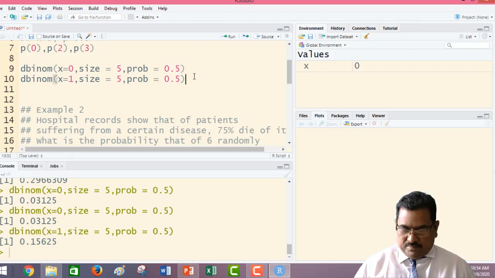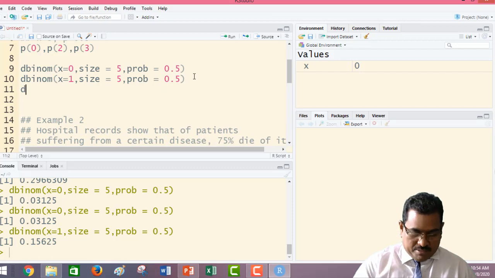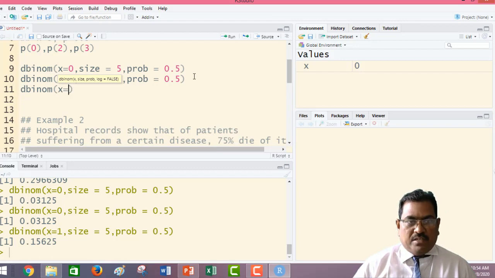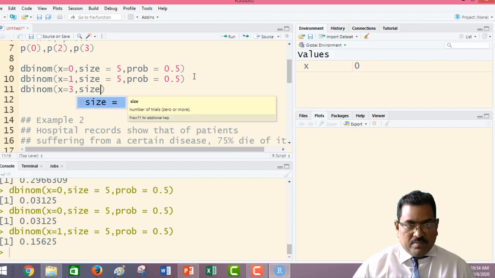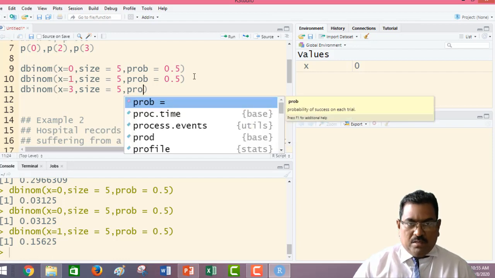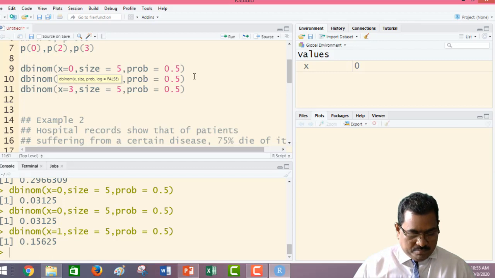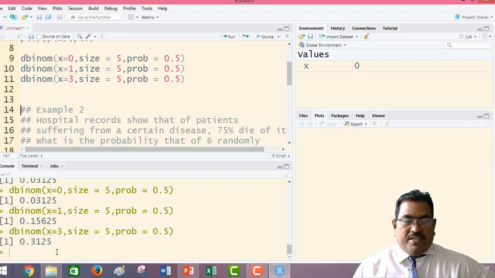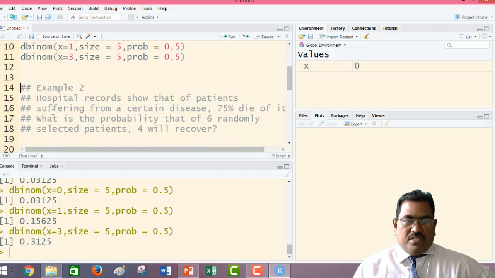Next, the third one, 3 heads. Use dbinom, x equal to 3, size equal to 5, probability equal to 0.5. Now press Ctrl Enter. You get 0.3125. So it means 31% of the cases you will get 3 heads. This is the first example.